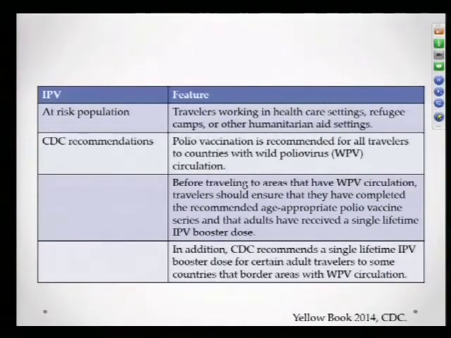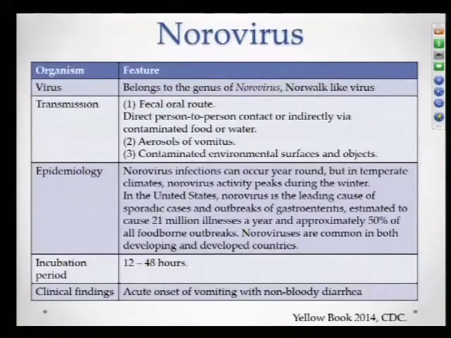At-risk population, who are the people that from here can get it? Those who go in the healthcare settings and work there, those who help refugees in camps, and those who work with humanitarian aid settings. Those are the people who are at risk. And you can update your vaccination, depending on what your risk falls into, and the CDC has several recommendations for that. Now, let's take the last one.